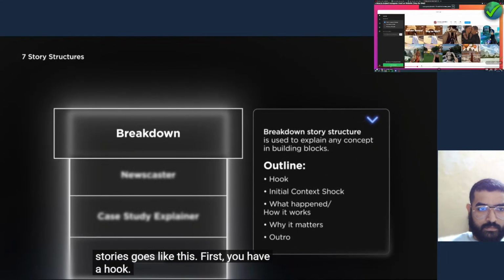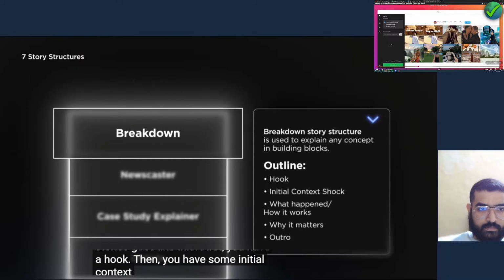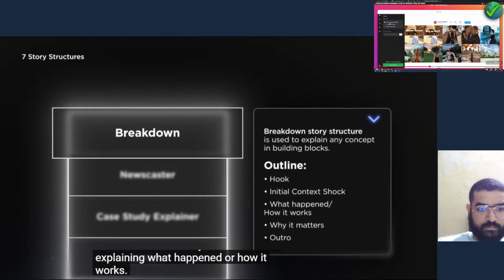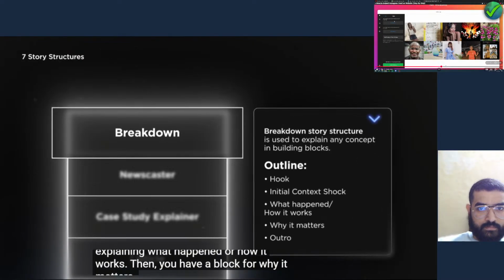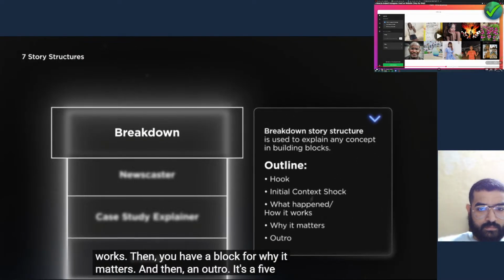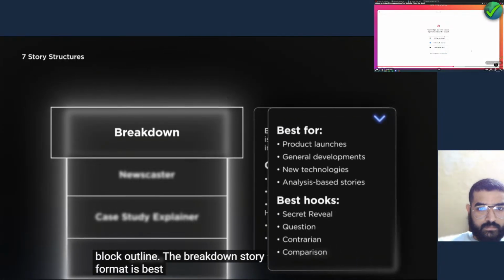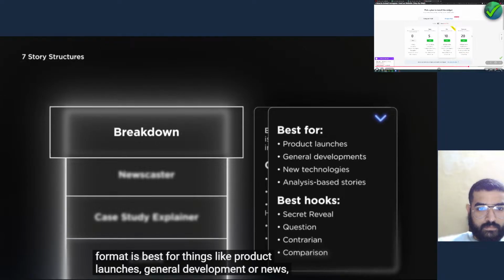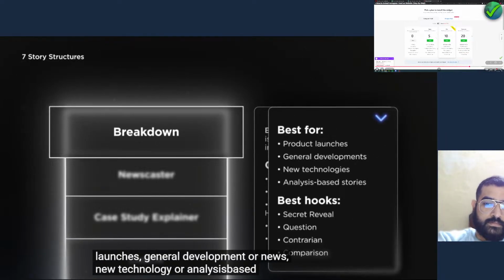First, you have a hook. Then you have some initial context shock. Then you have a block explaining what happened or how it works. Then you have a block for why it matters, and then an outro. It's a 5-block outline. The breakdown story format is best for things like product launches, general development or news, new technology, or analysis-based stories.